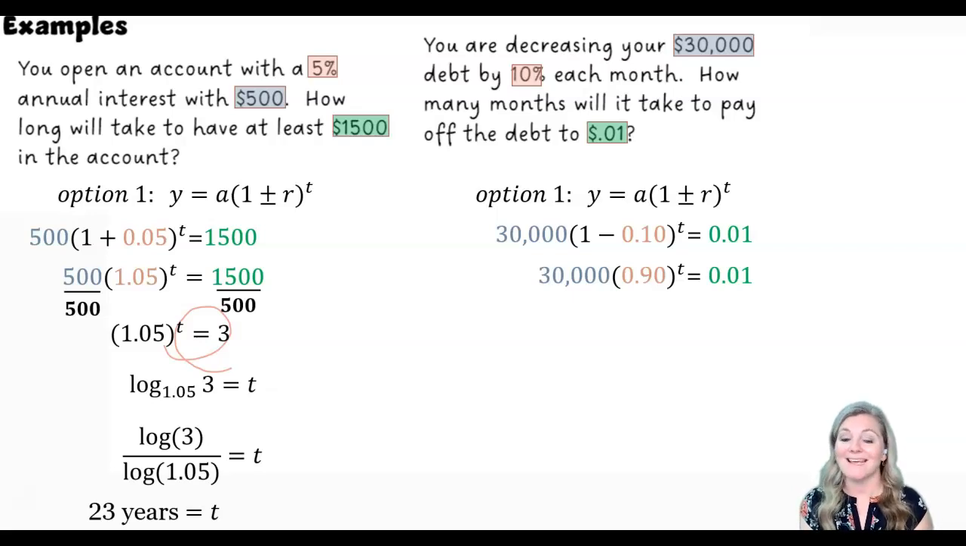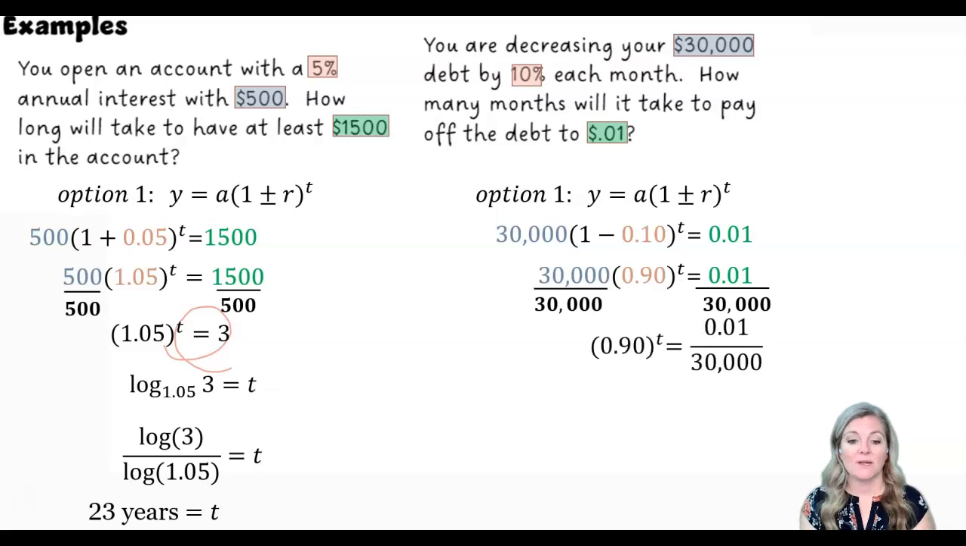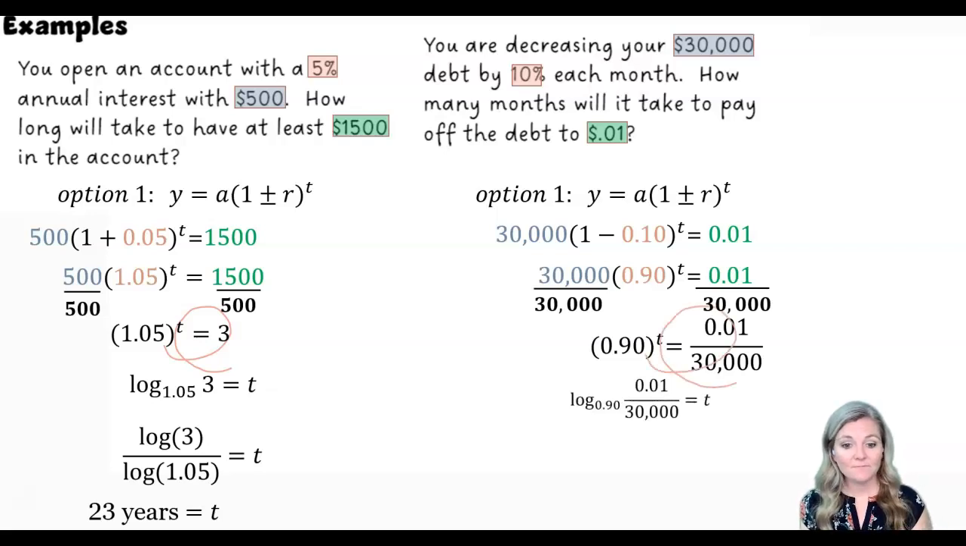I want to solve for t. I need to get t as much by itself as I can. So I need to get rid of that 30,000. So I'm going to divide by 30,000 on both sides. So I get 0.9 to the t is equal to 0.01 divided by 30,000. Don't worry about what number that is. It's a big decimal. Just leave it as a fraction. I'm going to e it. So I have log base 0.9 of 0.01 divided by 30,000 equals t.